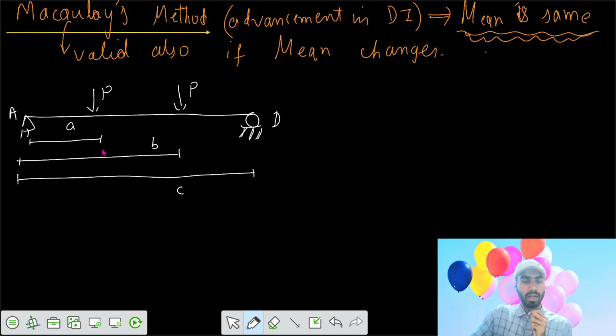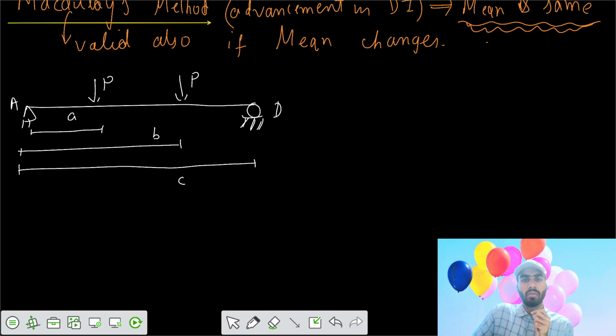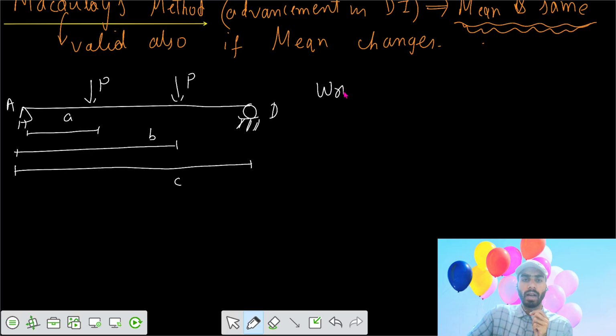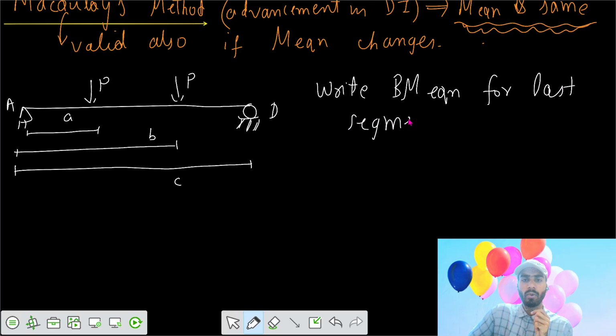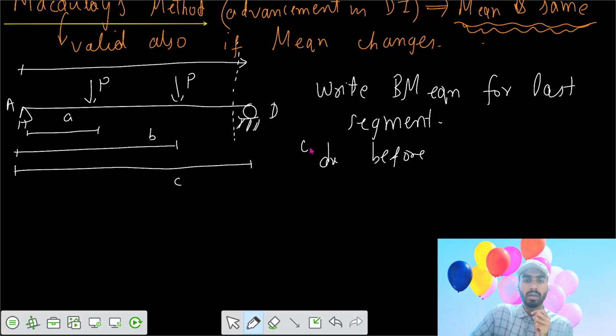We write the bending moment equation for the last segment. If you write the bending moment equation for the last segment, say x varies from A to point D. If you cut a section just before D, dx before D, then we write the moment equation. Say the moment here is Mx, and the reaction here is A.